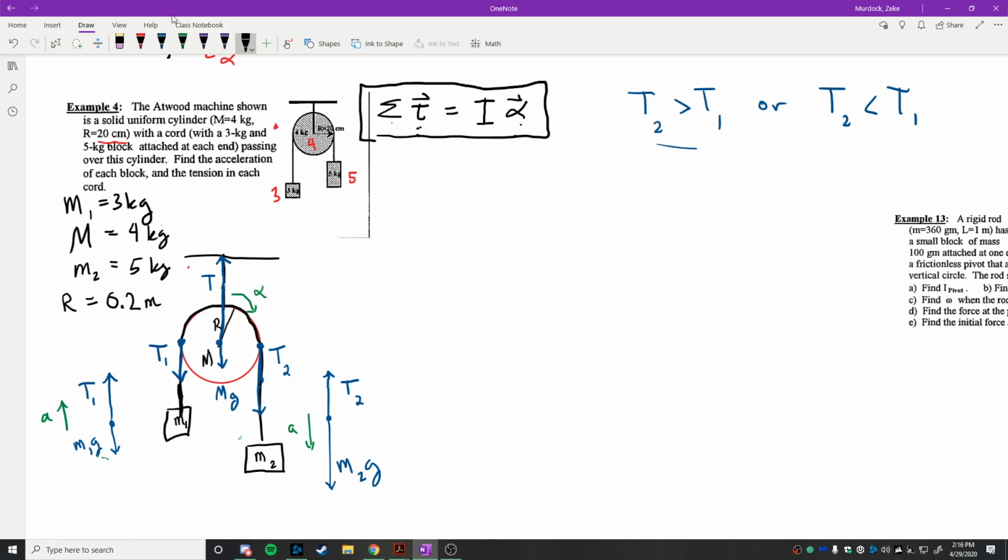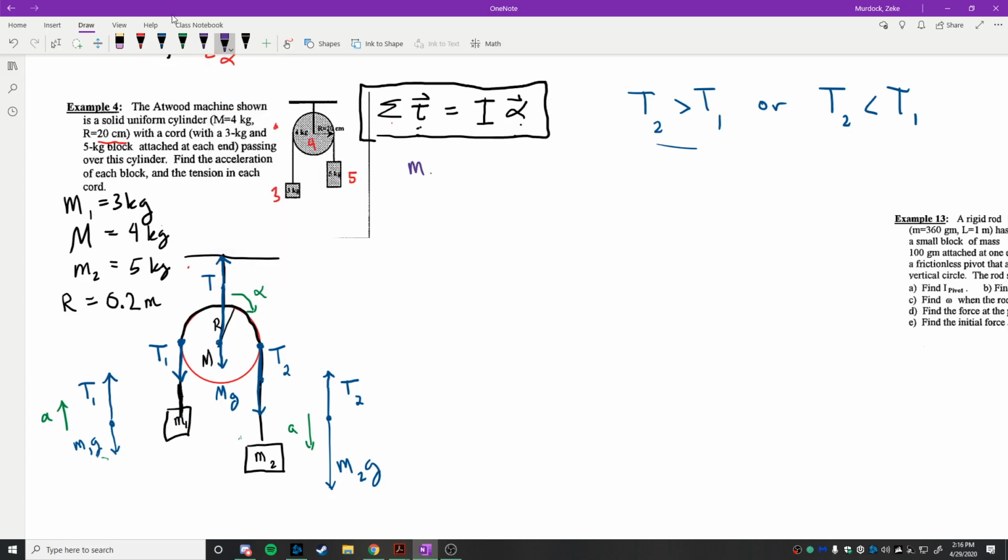This pulley still has to be subject to... it's not moving, it's just rotating. So it's in equilibrium, effectively, from a linear perspective. It's not in equilibrium rotationally, though. It is rotating. It's just not moving. So let's use our free body diagrams here to write down some equations.